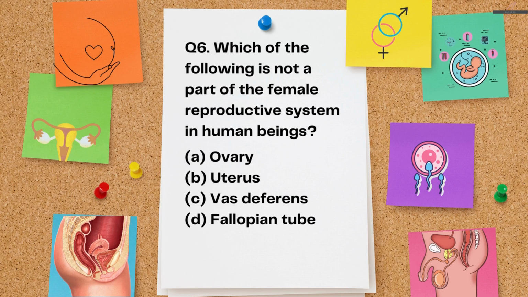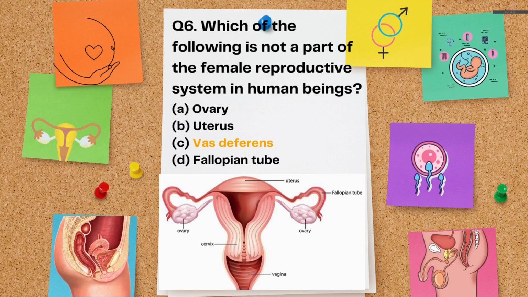Next question is, which of the following is not a part of the female reproductive system in human beings? The options are ovary, uterus, vas deferens, fallopian tube. And the correct answer is vas deferens, option C, which is a part of the male reproductive system.